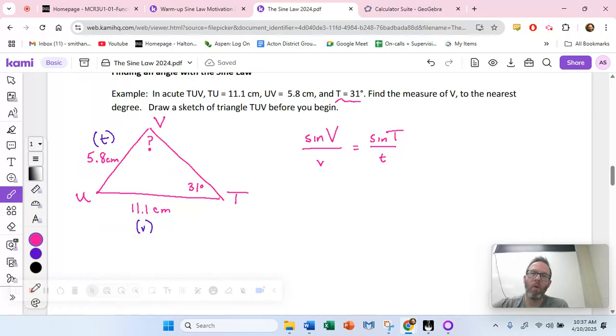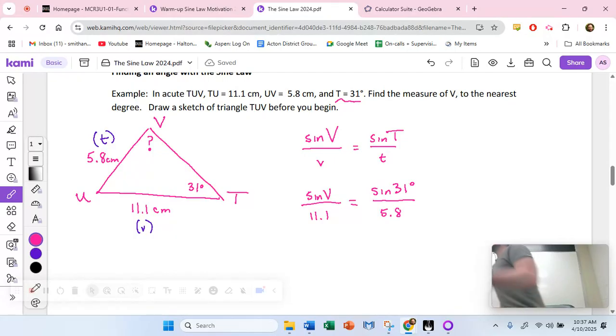And then what does this look like when we do the math? I don't know angle V, so sine V over its opposite side, 11.1, is equal to the sine of 31 degrees over 5.8. Totally reasonable for you just to plug in right away if you've seen the sine law before and you're good, or if this is your first time seeing it and you get it. That's totally fine. But this is just a proportion too.